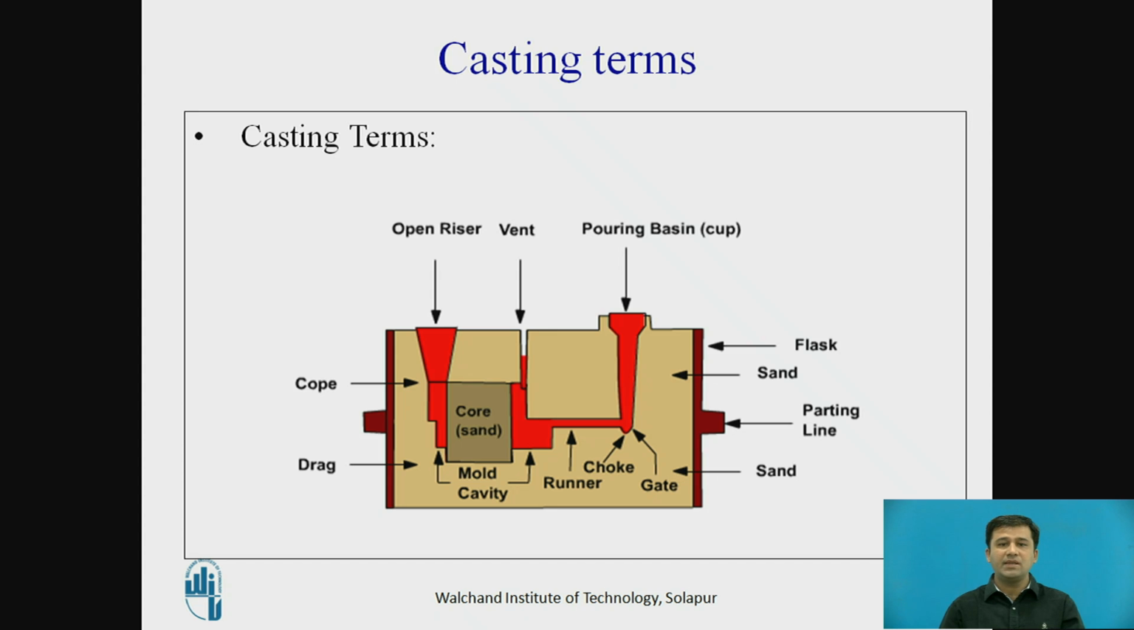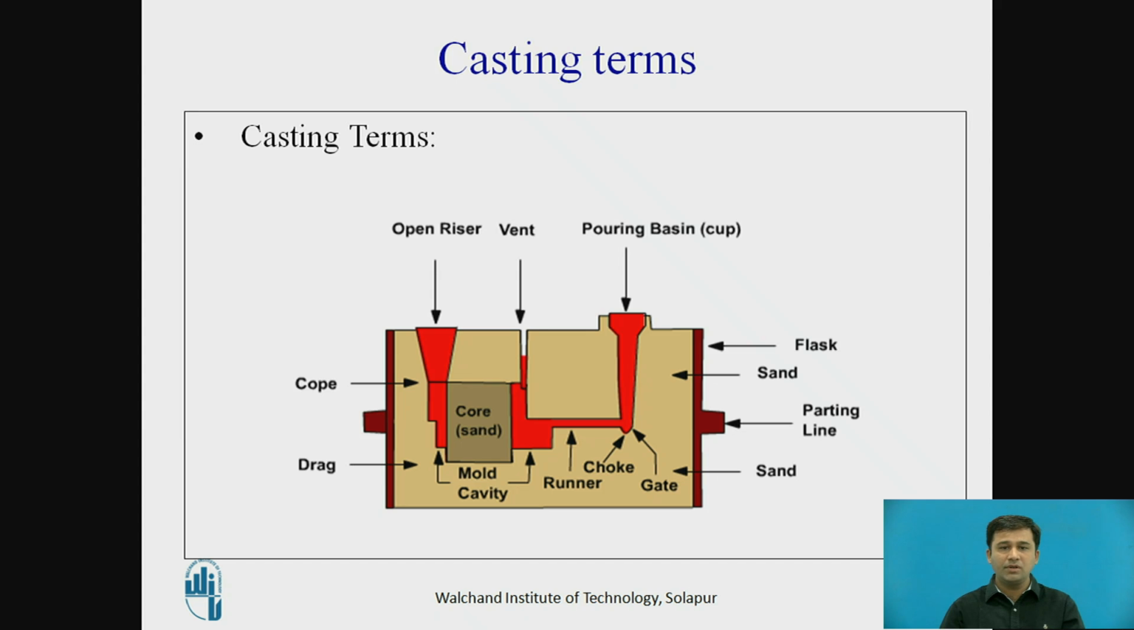Now you see another term which is called the pouring basin. What is this pouring basin? It is a cup shape from where the metal is poured into the mold cavity. This is the first part where the metal enters. This pouring basin connects through the pouring cup, and then the metal flows from there to other parts.